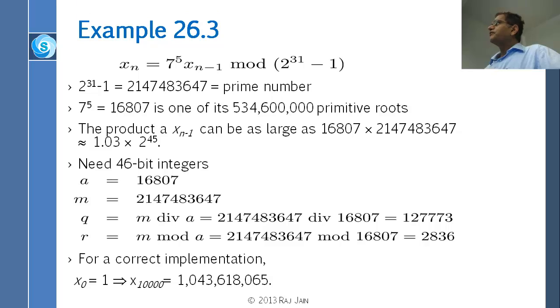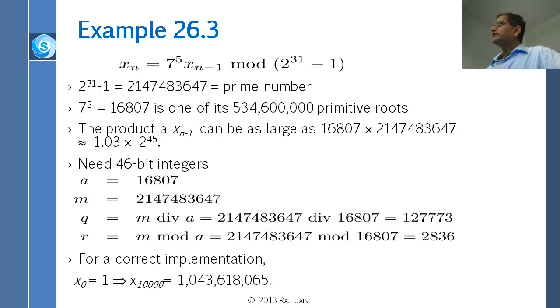But the problem is, if you implement this without thinking, then you take a number which is close to this and multiply by this number, 16,000, it will overflow your machine. You have a 32-bit machine. This one is less than 32-bit. This one is less than 32-bit. But the product of these two is more than 32 bits. So you can't do that.